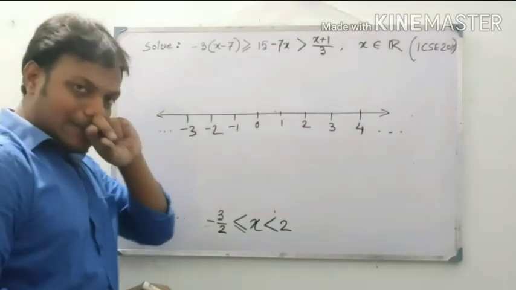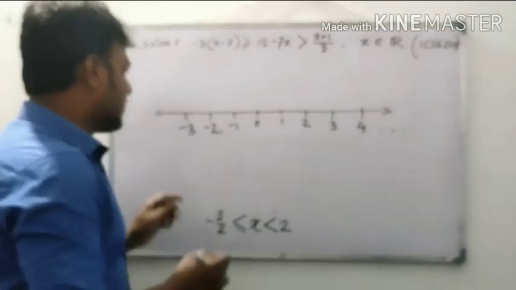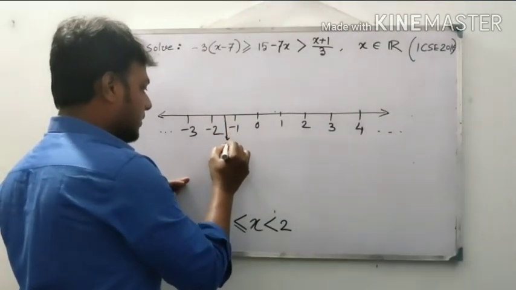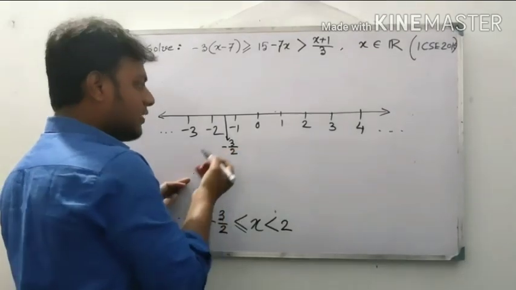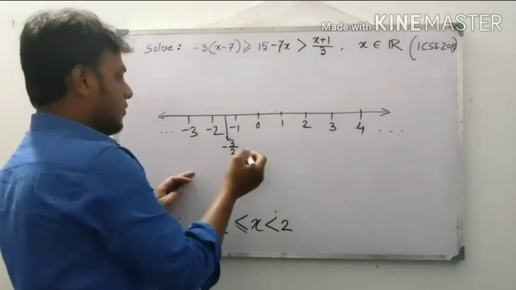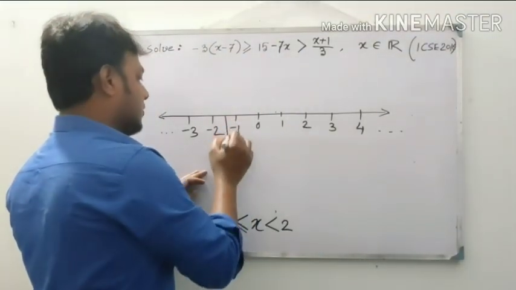Minus 3 by 2 means nearly minus 1.5. So minus 3 by 2 will be in this position. Highlight this part, that this is minus 3 by 2, minus 1.5, between minus 1 and minus 2. So minus 3 by 2 to 2, less than 2. So this is the scale.